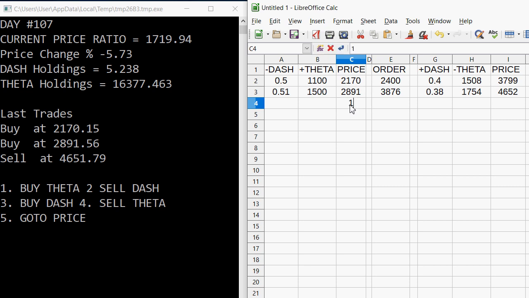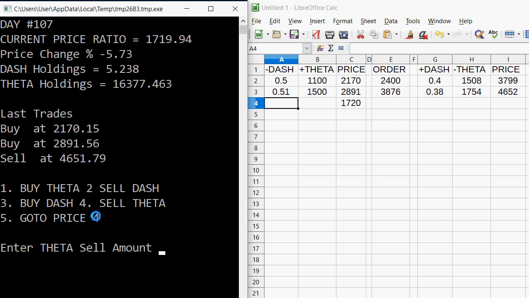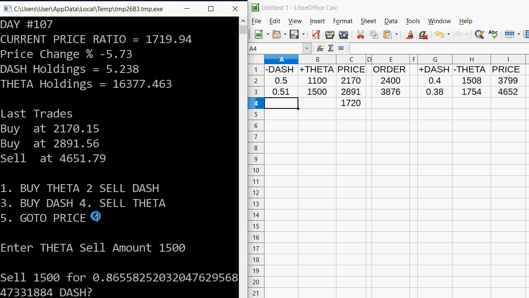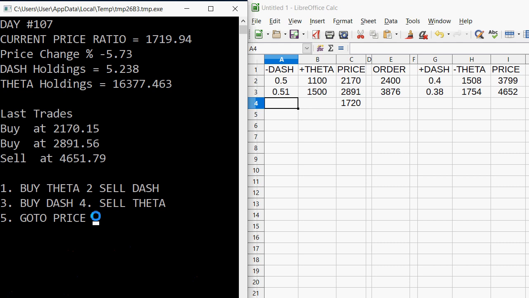So therefore, it's going to work in here like a buy order, I guess you could call it. And so in such, we're going to sell theta. We own 16,000. Again, we're looking at that 10% number. And how many would I get for 1,500? 0.86. And that's higher than where we're going. I don't even want to do that. I don't want to sell that many. So why don't I sell like 1,200?